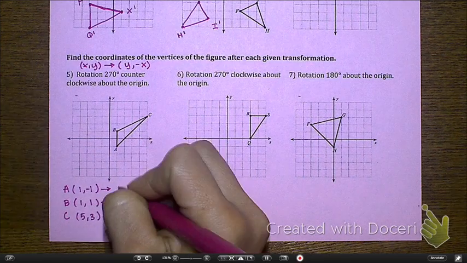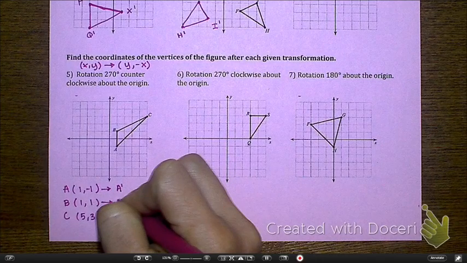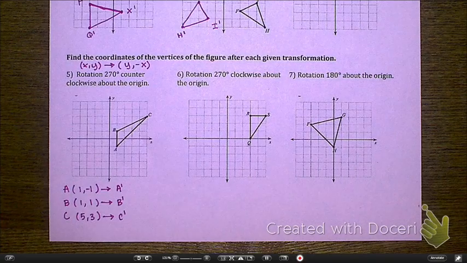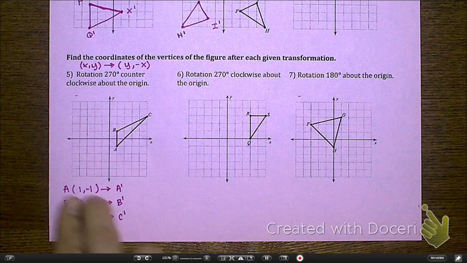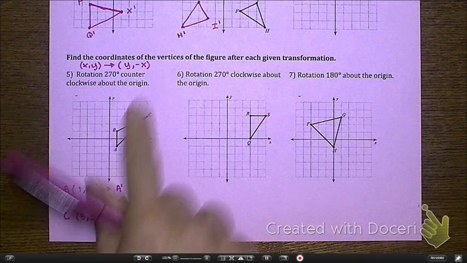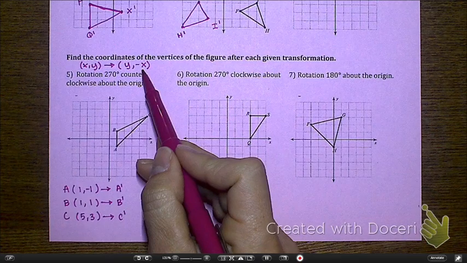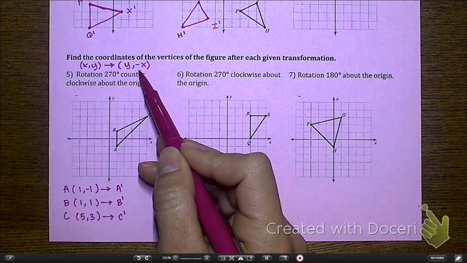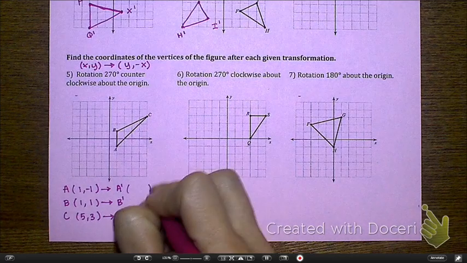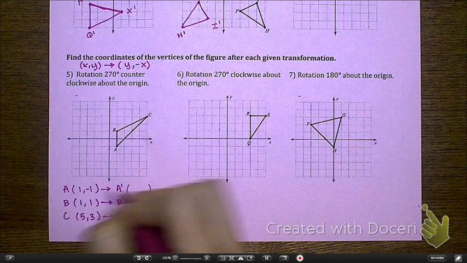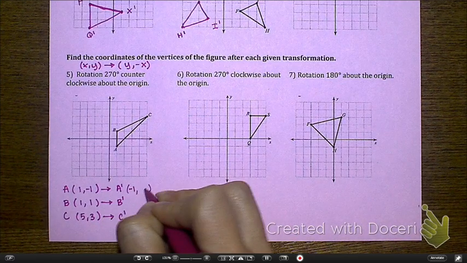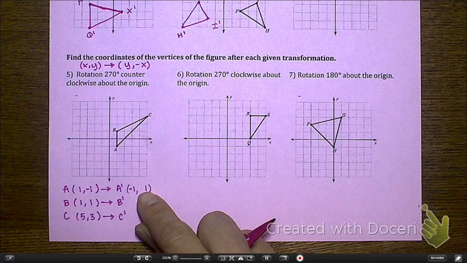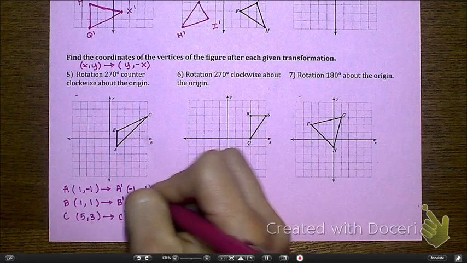Then, to get all of our primes, we're going to switch the place of the numbers, but the number that ends up in the second position is going to change signs. So -1 is going to go to the front, 1's going to come to the back, but the back number changes signs. So instead of being positive, it is now negative.